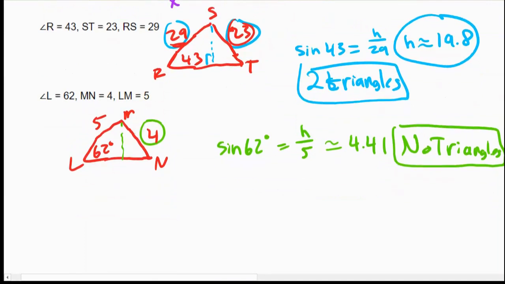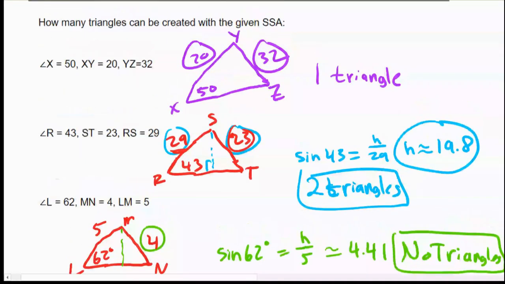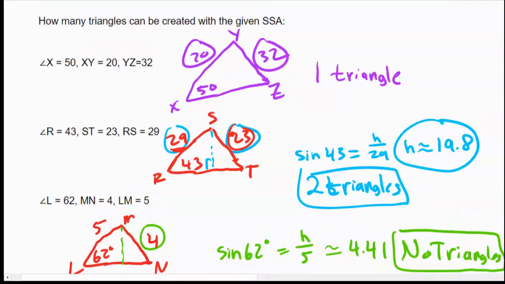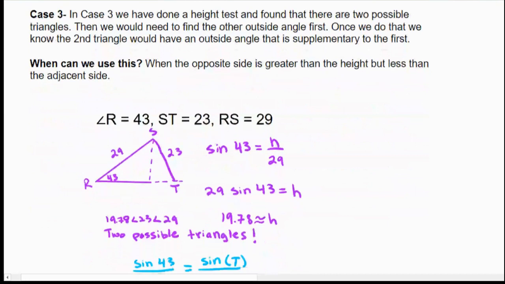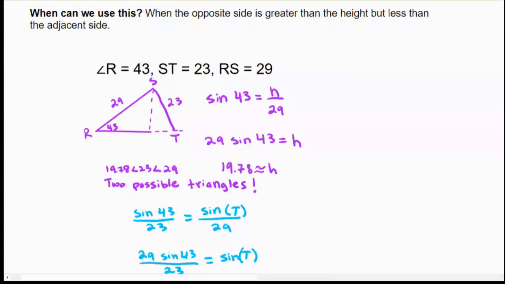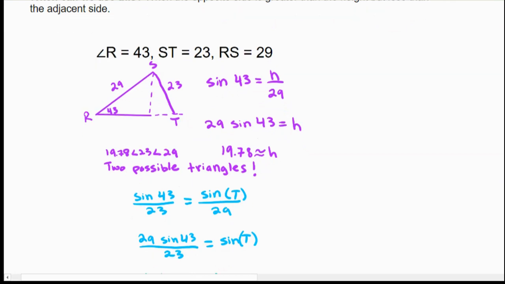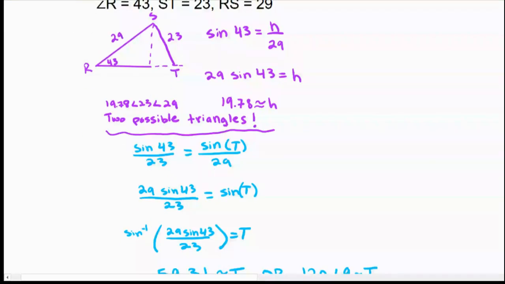Once I find that there's one triangle, I can solve it. If I find out that there are no triangles, I'm done. If I find that there are two triangles, well, that's case 3, and we have to actually solve for both triangles. So I'm going to walk us through this one, where we found that there were two triangles. We did up to this part right here.